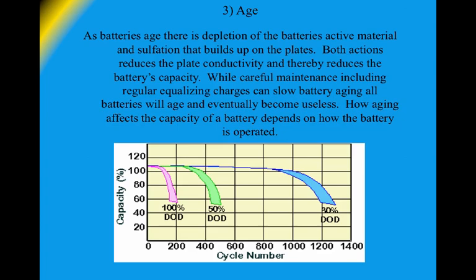So we have a small chart here indicating that if we regularly discharge the battery to 100% DOD, which refers to depth of discharge, we're going to get far fewer cycles than if we only discharge to a 50% depth of discharge or a 30% depth of discharge. This greatly affects how we want to run our batteries.